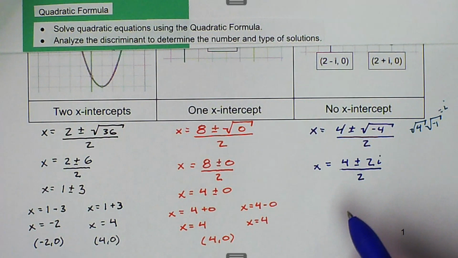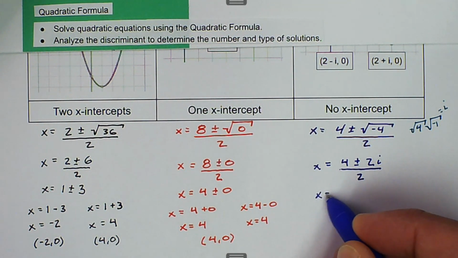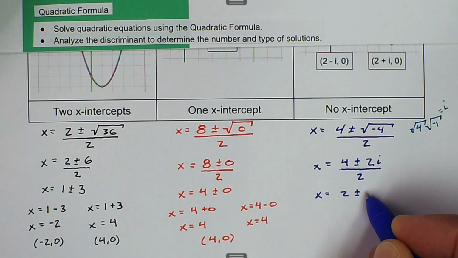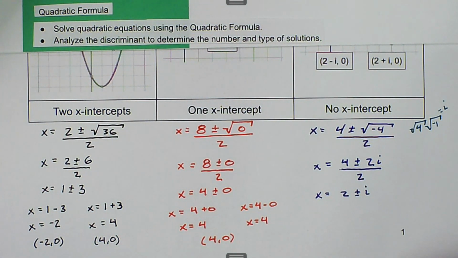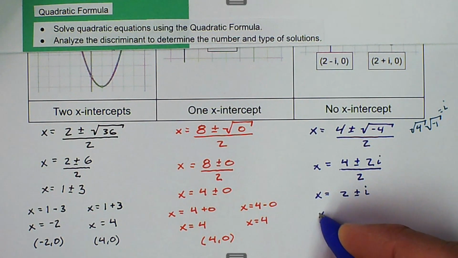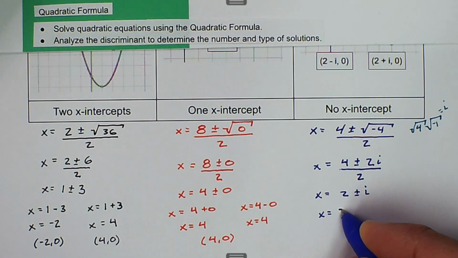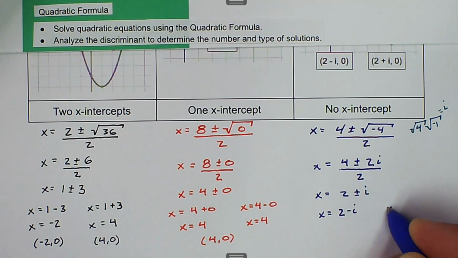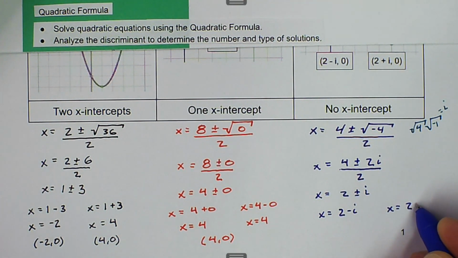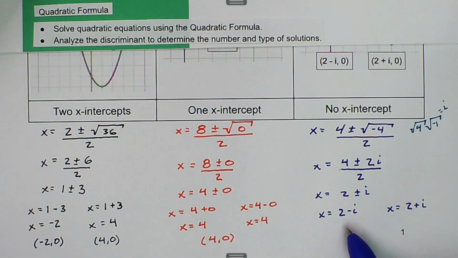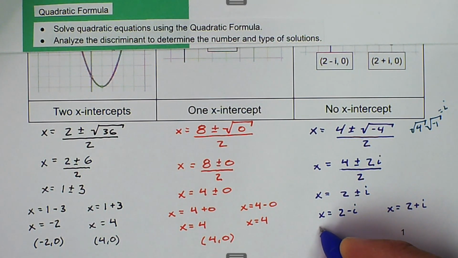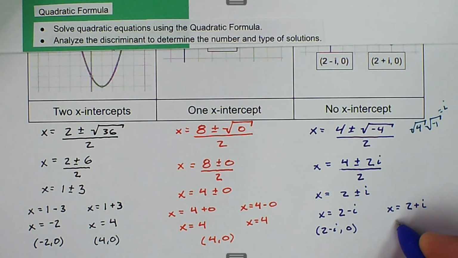So we can rewrite that. 2 divides into 4 and also divides into the 2. So we get x equals 2 plus or minus i. And so we get 2 solutions here. We get x equals 2 minus i and x equals 2 plus i. And in that case, we have our zeros of 2 minus i, comma 0, and 2 plus i, comma 0.